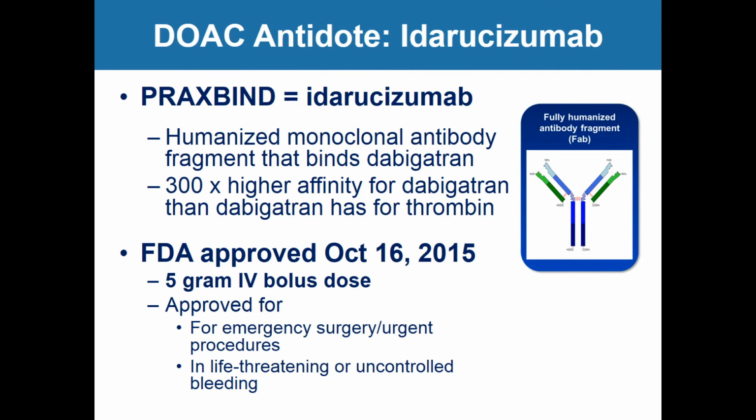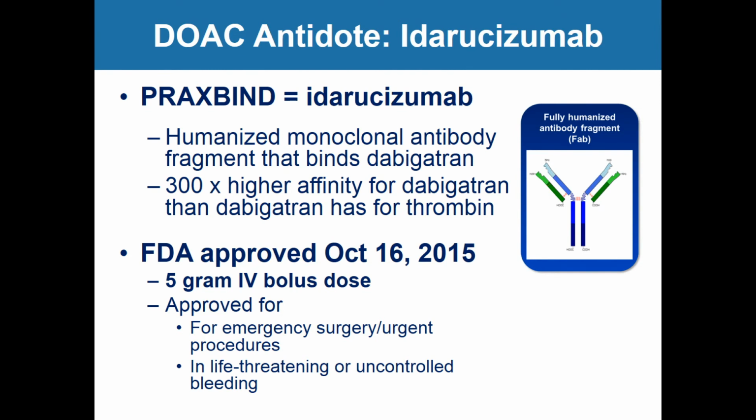For DOAC antidotes, idarucizumab, as I mentioned, Praxbind or idarucizumab is a humanized monoclonal antibody fragment that binds to dabigatran. It has a 300-fold higher affinity for dabigatran than dabigatran has for thrombin, so it binds dabigatran and basically clears it out of the circulation to reverse dabigatran-related inhibition of coagulation. This was FDA approved for use in October 2015.